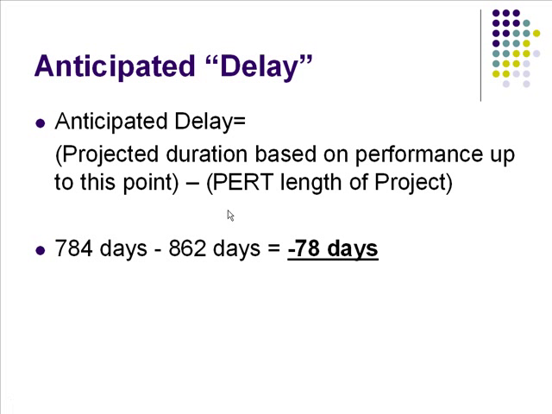Anticipated delay is the projected project duration based on performance thus far, minus the PERT length of the project. In this case, it would be 784 minus 862, which equals negative 78 days. The negative number means the tasks are ahead of schedule, so there is no so-called delay, hence the negative number.